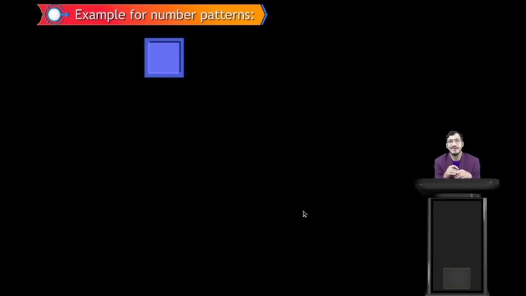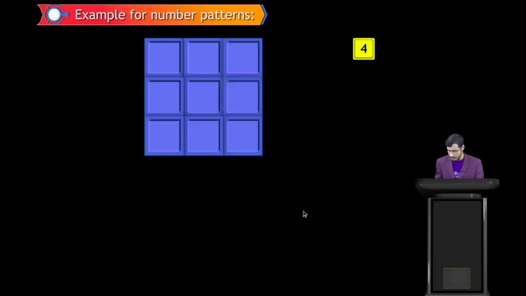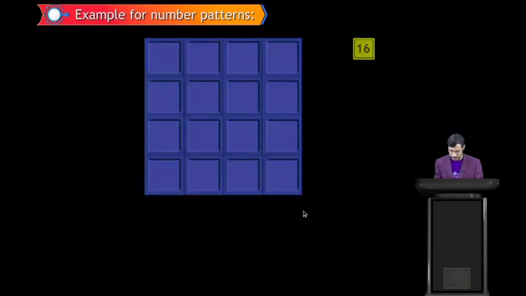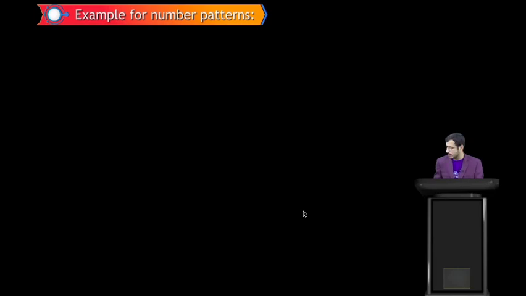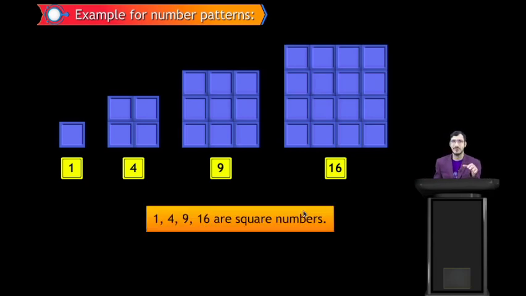And yes, now we will talk about number patterns. So an example of number patterns. Here one tile, that means 1. When we add 3 more, that is 4, and when 5 more, then 9. Again when we add more, like this, you can see it's 16. So square patterns are here. Yes, 1, 4, 9 and 16. This is the pattern of square numbers. 1, 4, 9, 16 are square numbers.